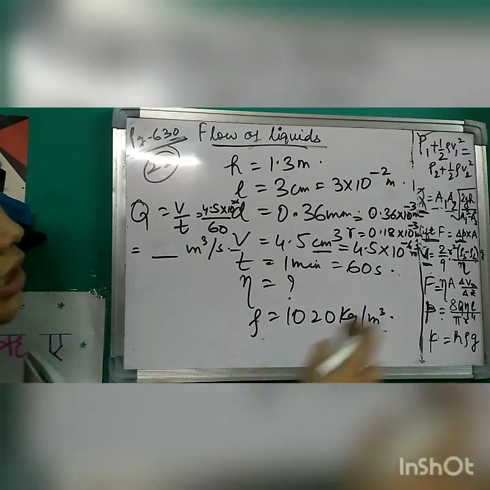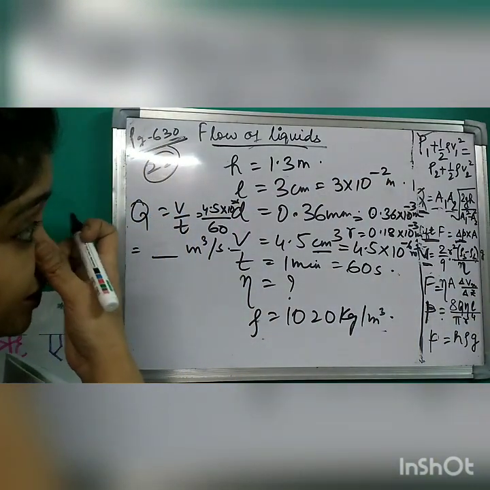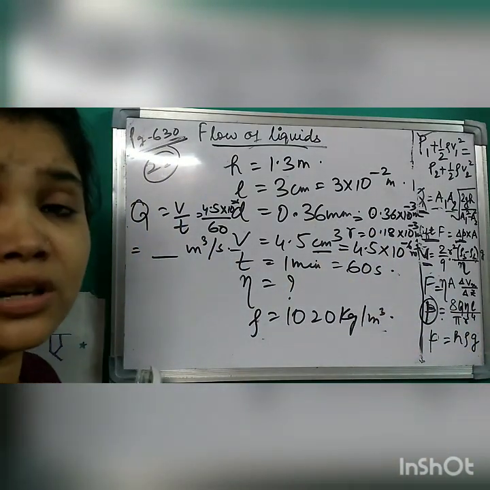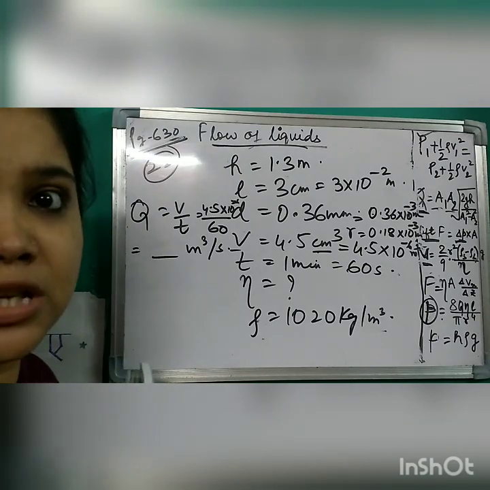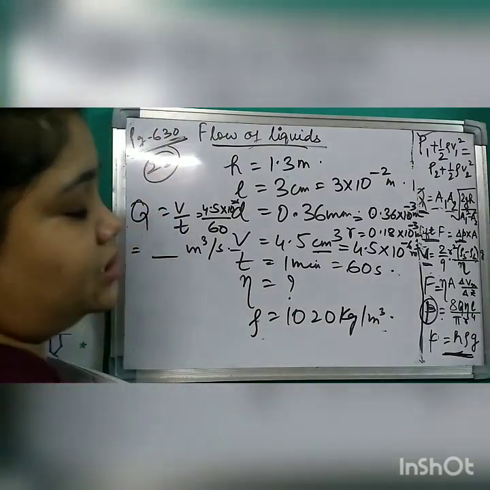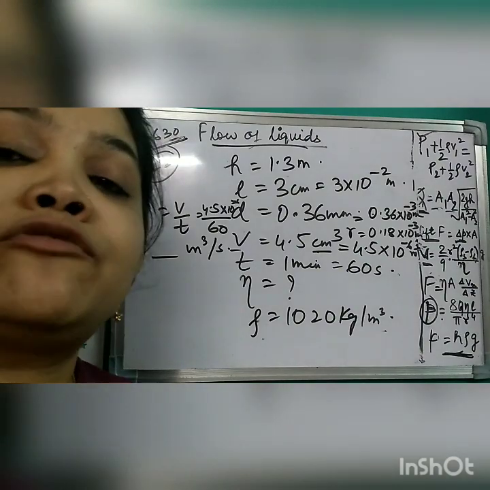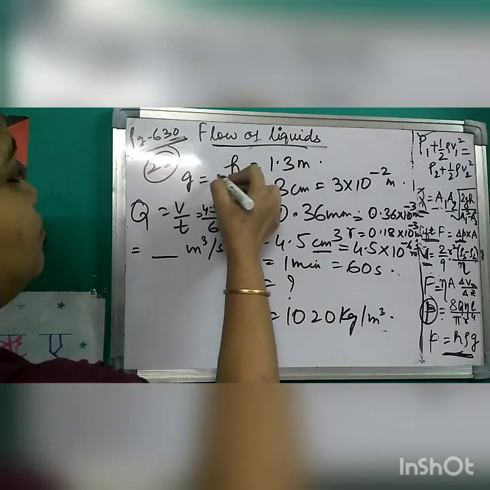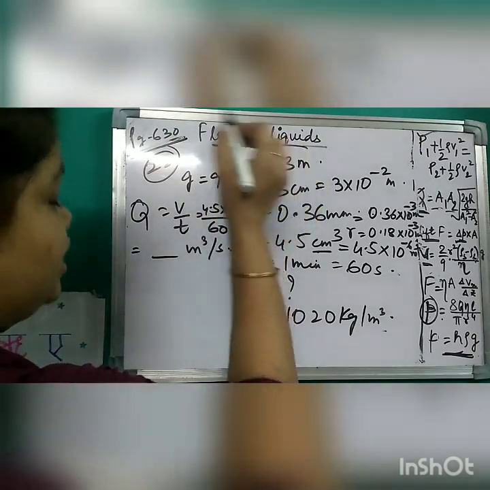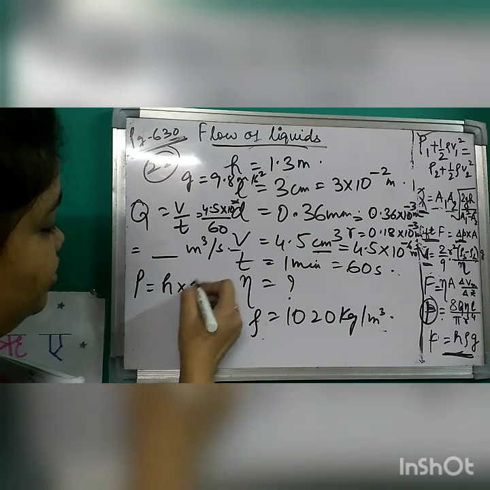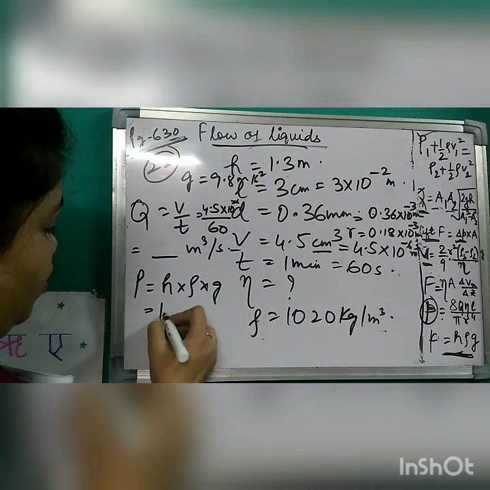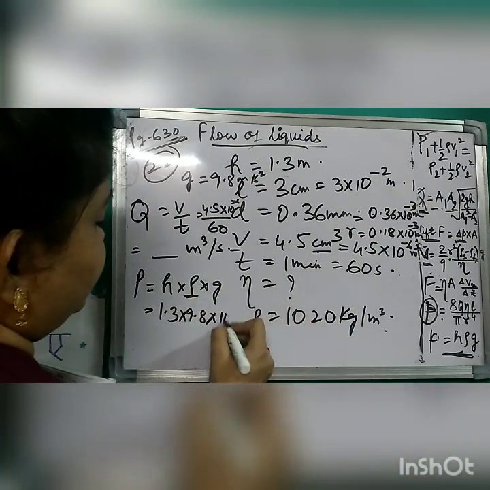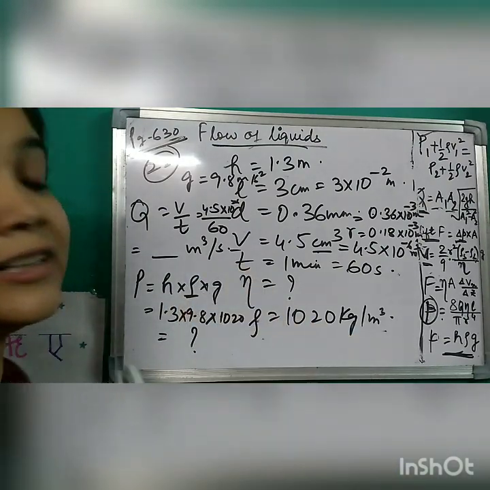Now we will use Poiseuille's formula. For using Poiseuille's formula, students, we need pressure. Pressure is not given to you, so first you have to find out pressure. Since blood is given, it's a liquid, so we'll use the formula P is equal to H rho G. G you take as 9.8 meter per second square. So first you find out pressure: H into rho into G. What is H? 1.3. G is 9.8. And what is rho? 1020. So from here you will get the pressure.